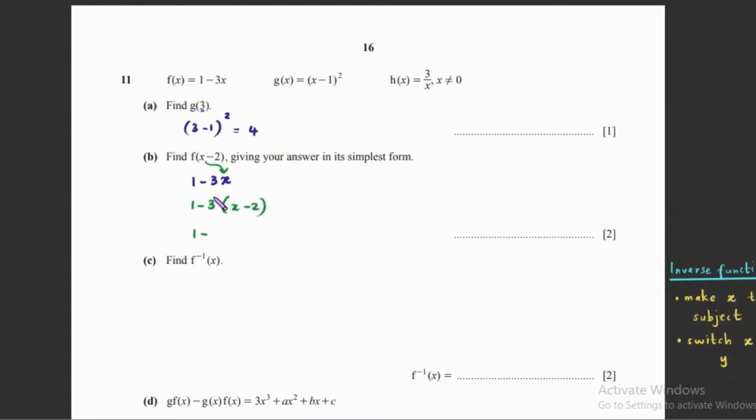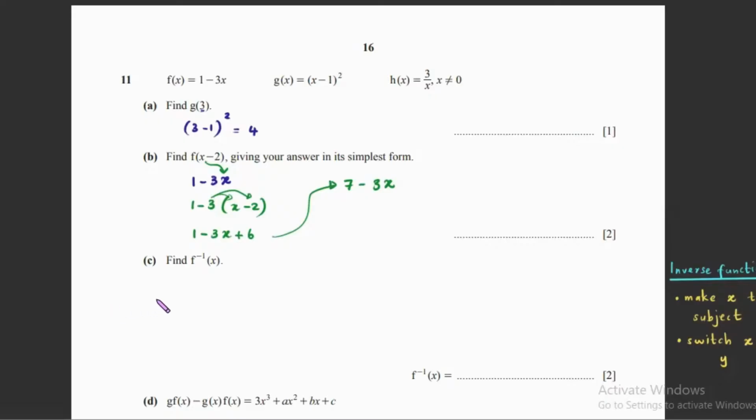So 1 minus 3 times x is 3x, minus 3 times minus 2 is plus 6. I need to combine all the like terms. So this will give me minus 3x and plus 7. So I can write it as 7 minus 3x or minus 3x and plus 7.